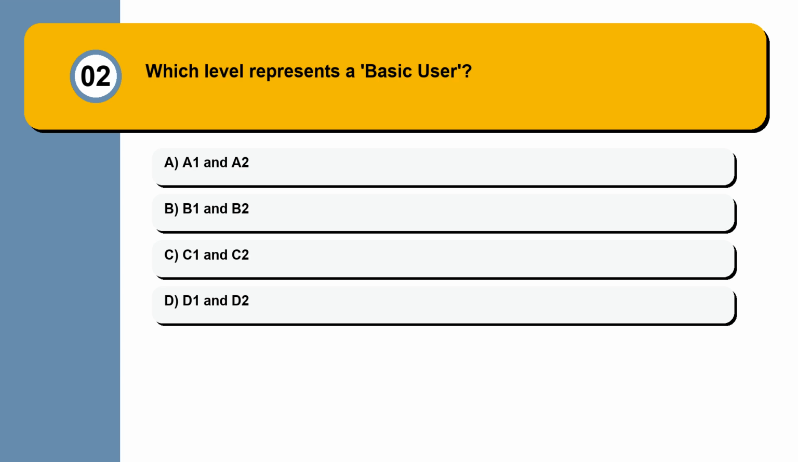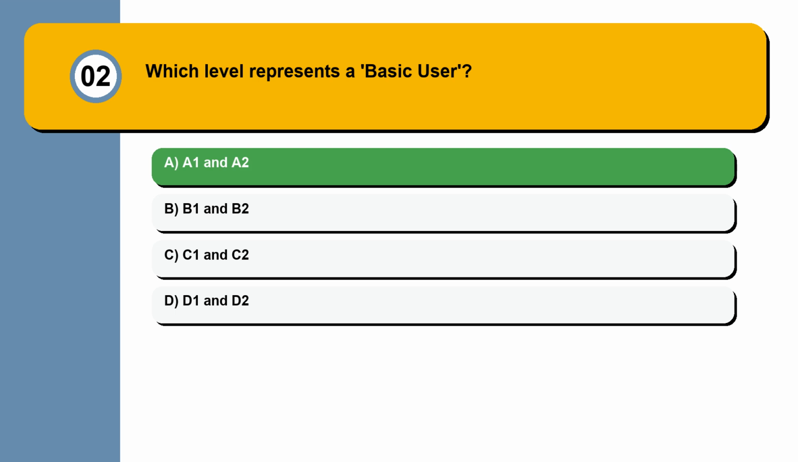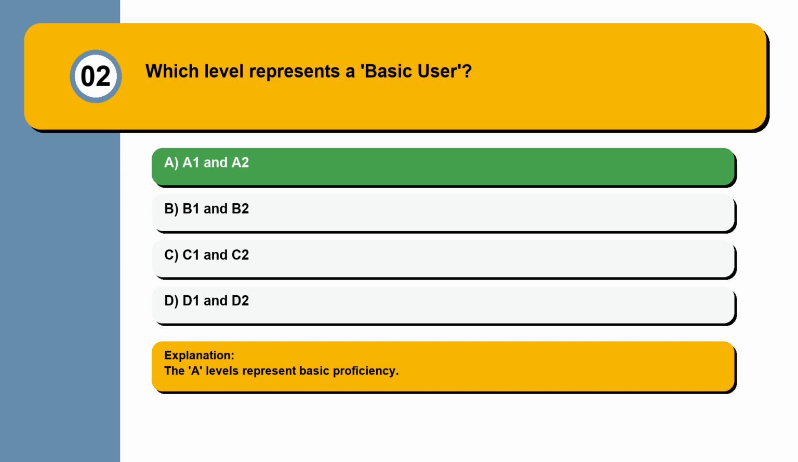Question 2. Which level represents a basic user? A1 and A2, B1 and B2, C1 and C2, or D1 and D2. The A levels represent basic proficiency.